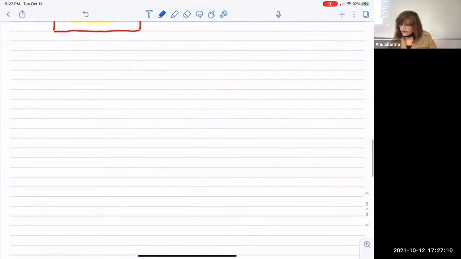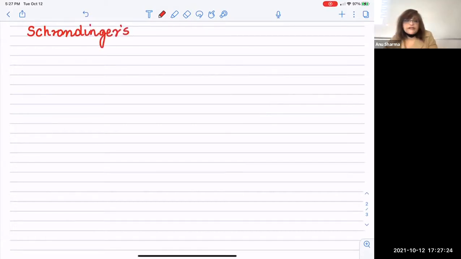Let's look now at how Schrodinger came up with his wave equation. We are not looking into the derivation or the full-fledged Schrodinger's equation. That's something you study in physics. But in Schrodinger's waves, in other words, how did he come up with that?